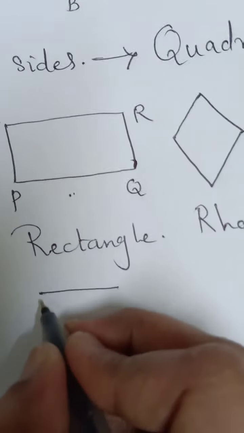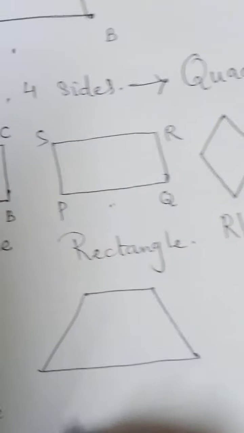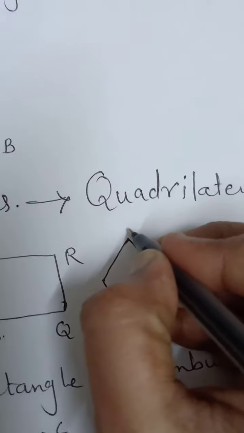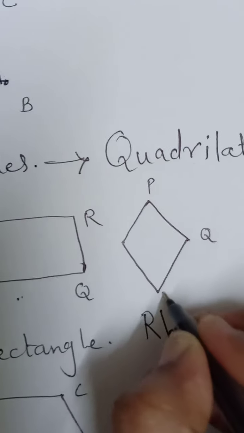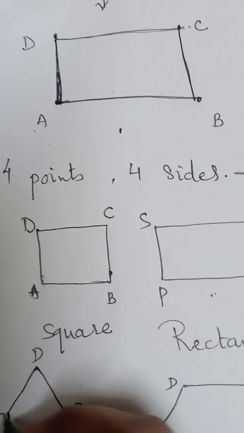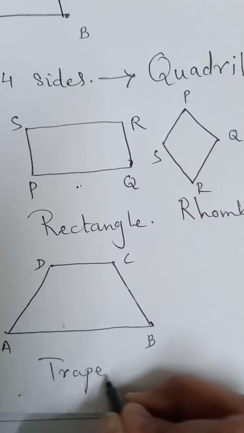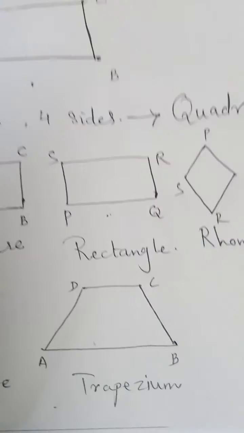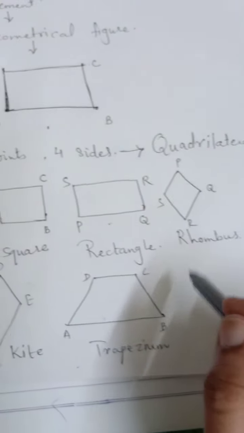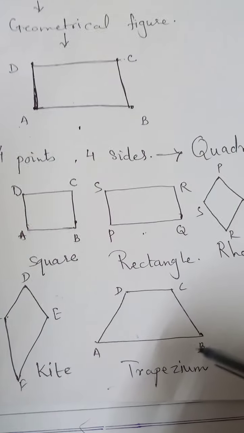If I take this figure, it also contains 4 sides and 4 points. We can give the names A, B, C and D, or if you want, P, Q, R, S, or D, E, F and G. So this is nothing but a trapezium. I have taken some figures which have 4 points and 4 sides, and all of them are familiar to you from previous classes. All have 4 points and 4 sides.